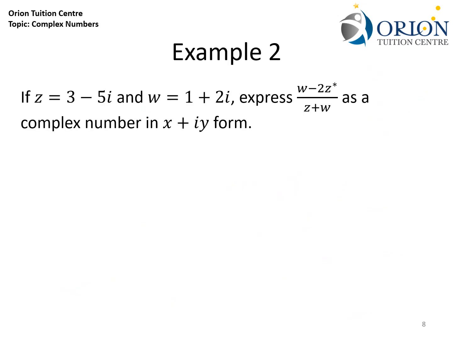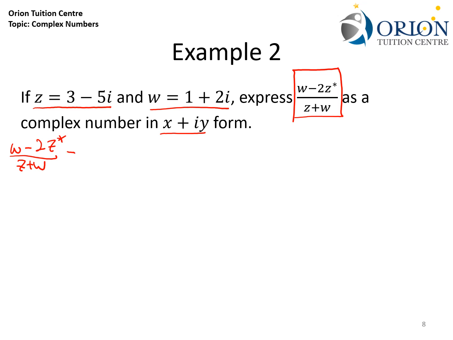In example 2, we are given the complex numbers z and w, and we are asked to simplify this complex number into the basic x plus iy form. So we start by doing a substitution of z and w. w minus 2z star divided by z plus w is the same as 1 plus 2i minus 2 times (3 minus 5i) star, divided by 3 minus 5i plus 1 plus 2i.